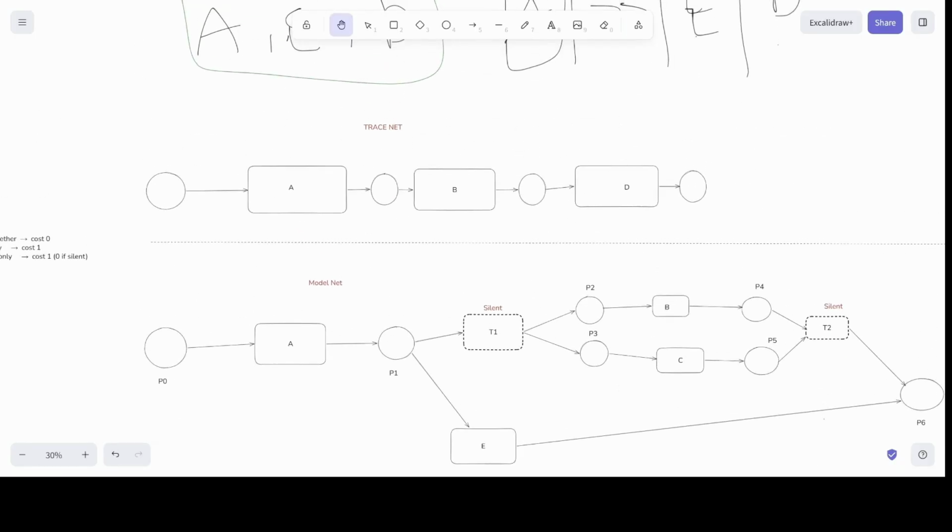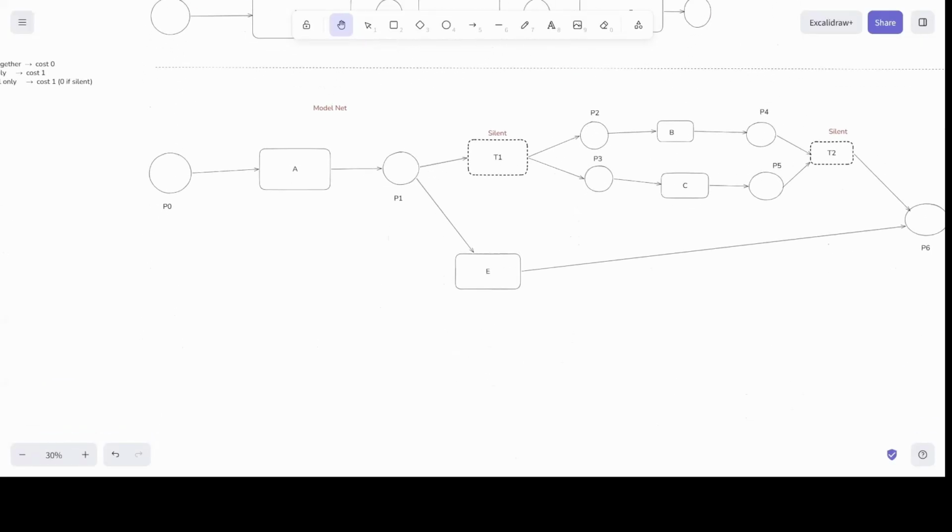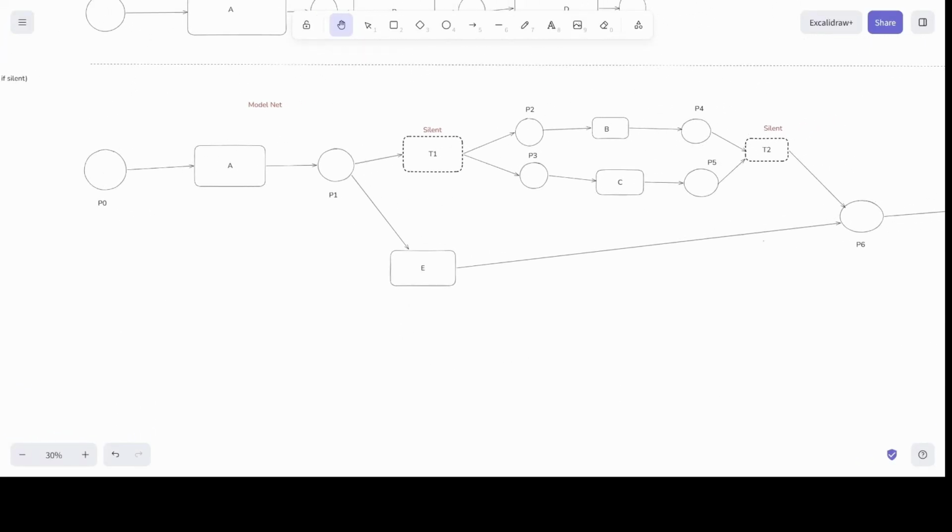So this trace net above represents the trace that we showed early on, and below is the Petri net that represents the model. Here I will show you. As you can see here, for example, we start by P0, no problem. We have A, no problem. After P1, here we have to represent the XOR.